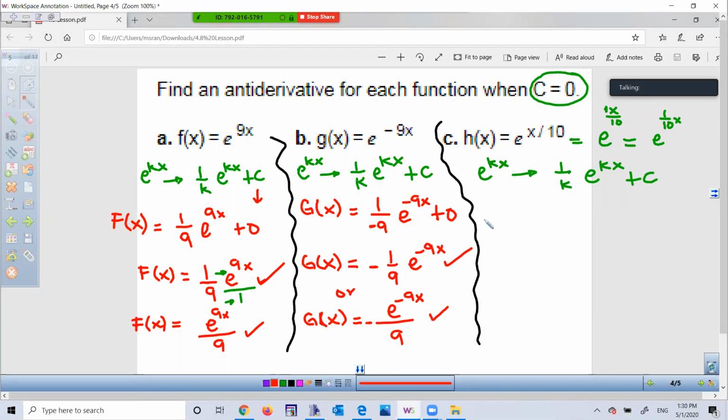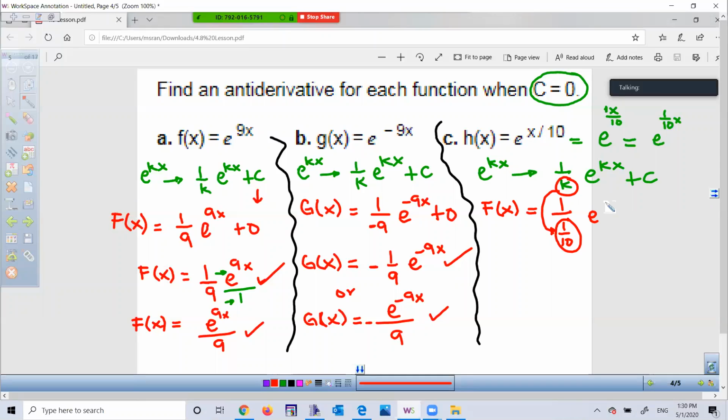So my antiderivative is going to be 1 over, now be careful, what's the k? The k is not only 10, the k is not only 1, the k is the fraction, 1 over 10. So the entire k gets replaced by the entire 1 over 10. So 1 over k is here already. Now e raised to the original, you can leave it as x over 10 if you want, or 1 over 10x, it's the same thing.